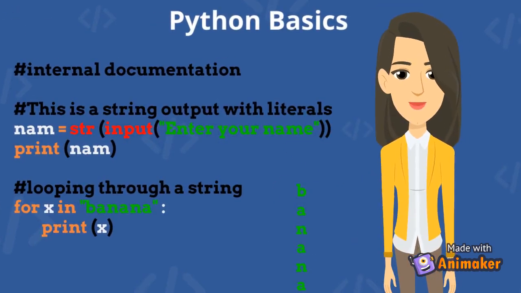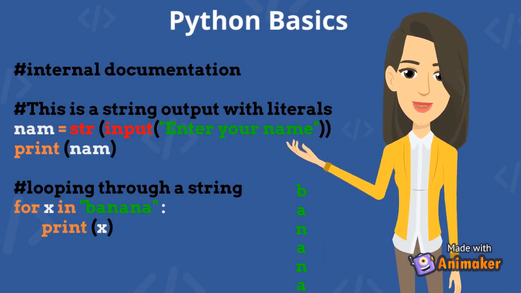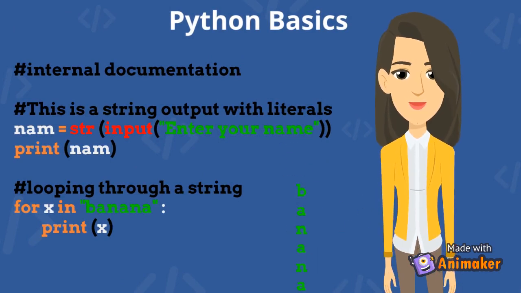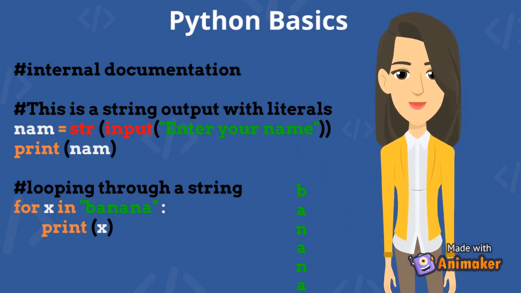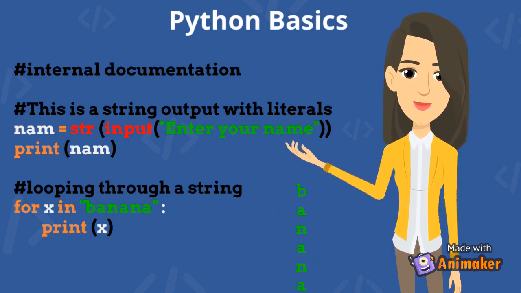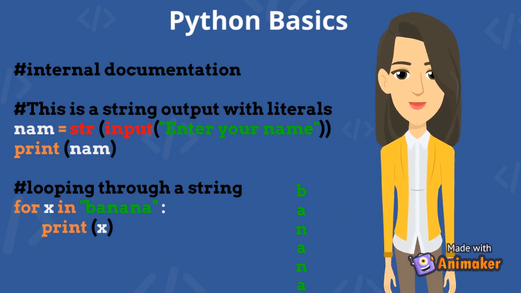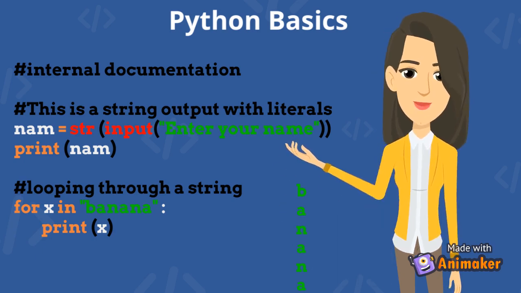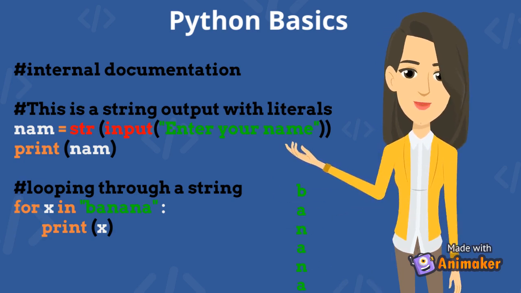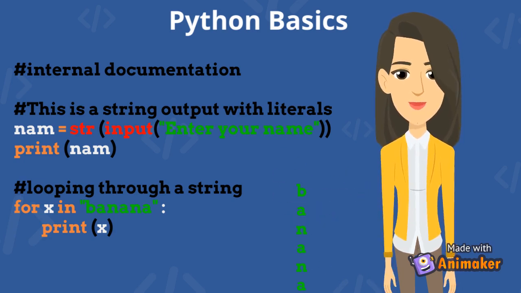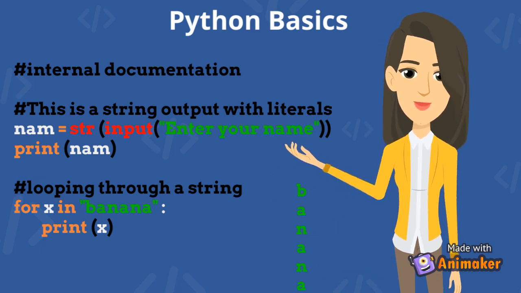To go a little bit more advanced, this is a string that outputs with literals. So like we said before, you have to declare name. You want to declare your name, so we're going to say name equals to a string because you want to output a name, and you ask the user to input a name, and then ask them to output the name that the user entered.